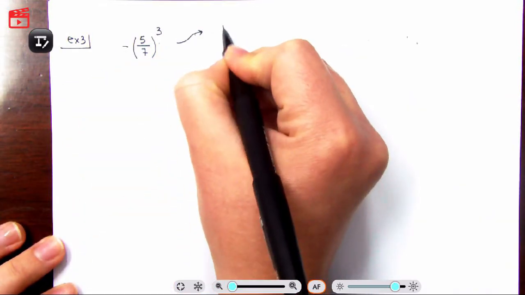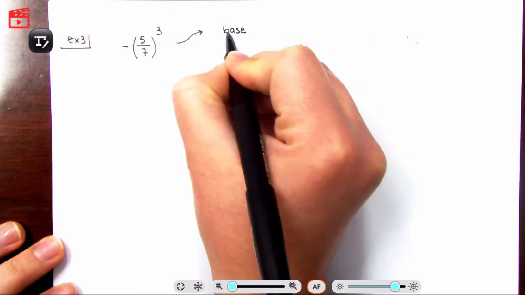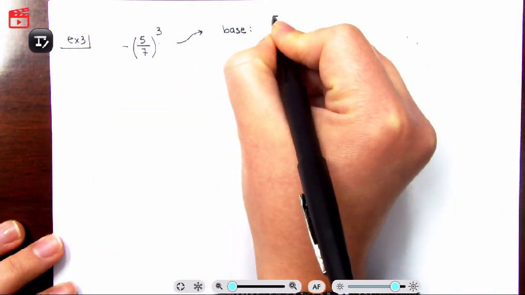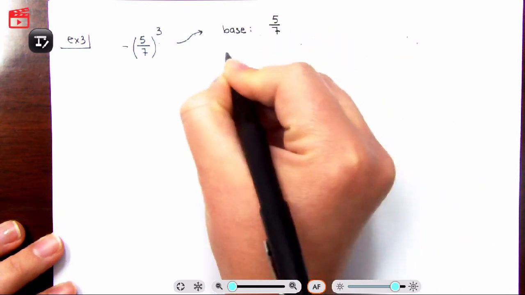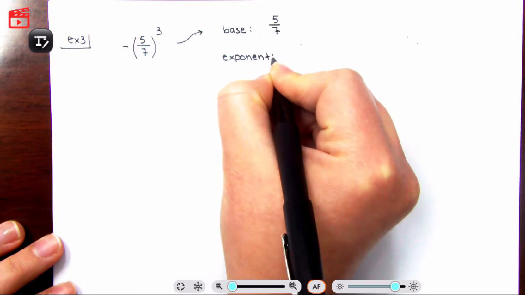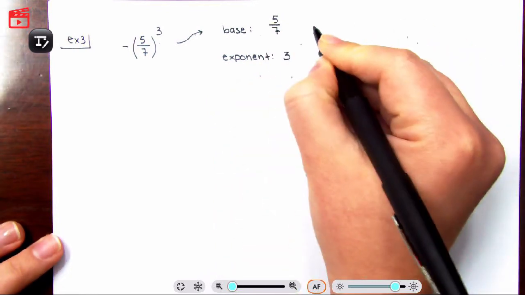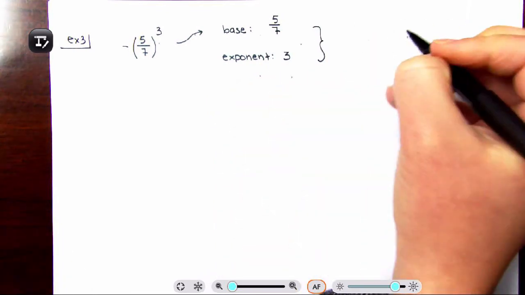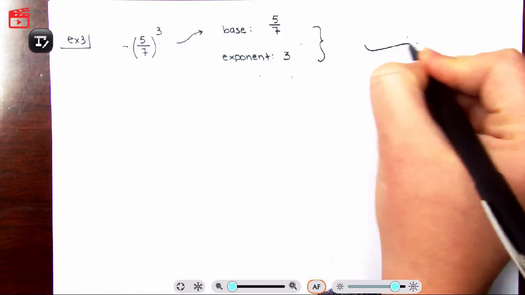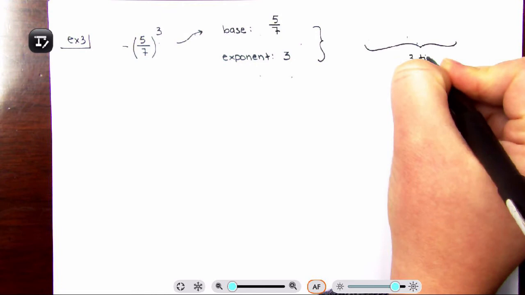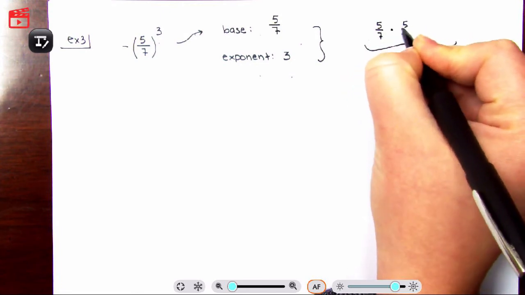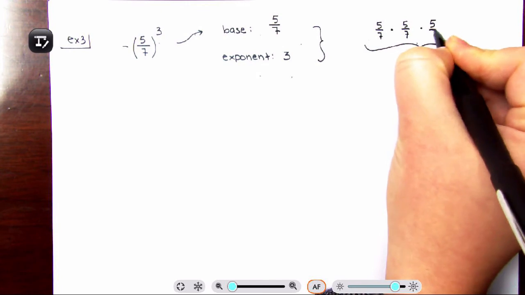So what's our base? Our base is what is attached to the exponent, and attached to the exponent is 5/7. What is the exponent? The exponent is 3. So what does this look like? Well, how many times am I writing my base? I am writing my base 3 times. So that means I have 5/7 times 5/7 times 5/7.